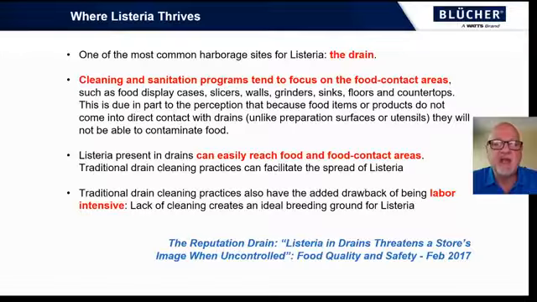And lastly, this article discusses how drain cleaning practices can so easily facilitate the spread of listeria, whether it's through the incorrect scrubbing action with brushes and pads, which can introduce droplets from inside the drain into the facility environment, or worse yet, using a pressure washer, which can create an aerosol, atomizing what's in the drain and spreading it throughout the environment, contaminating whatever and wherever it lands.